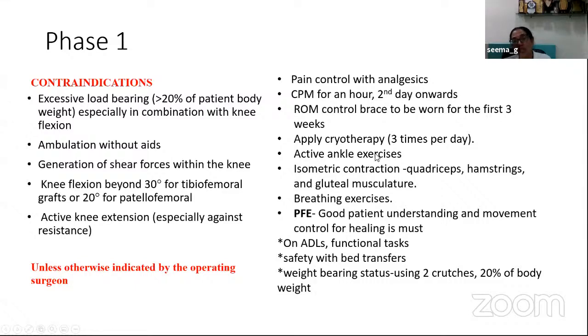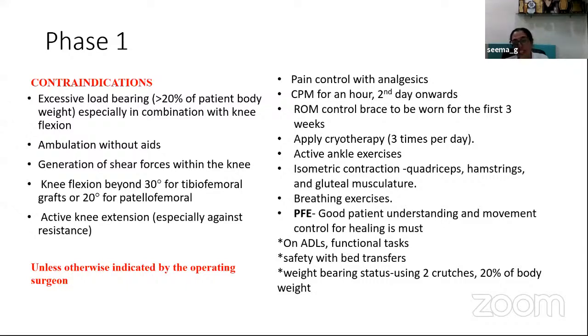Cryotherapy, of course, we all know the effects of cryotherapy 2 to 3 times a day. Ankle exercises and isometric contraction, because the limb is already in the brace, can be given. And breathing exercises, of course, we know the benefits of breathing exercise.